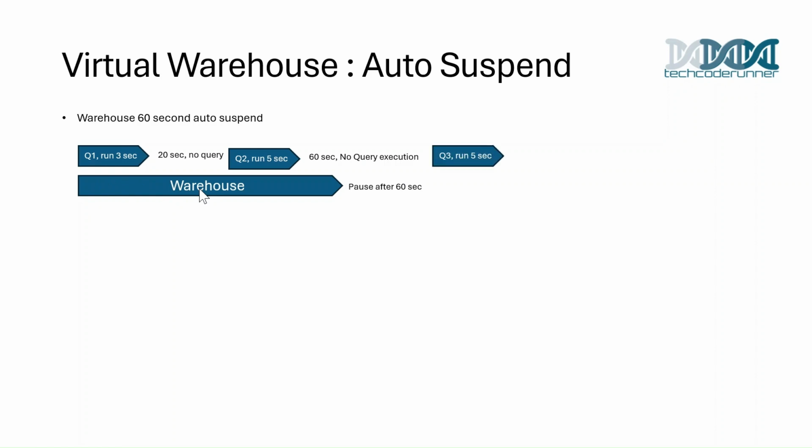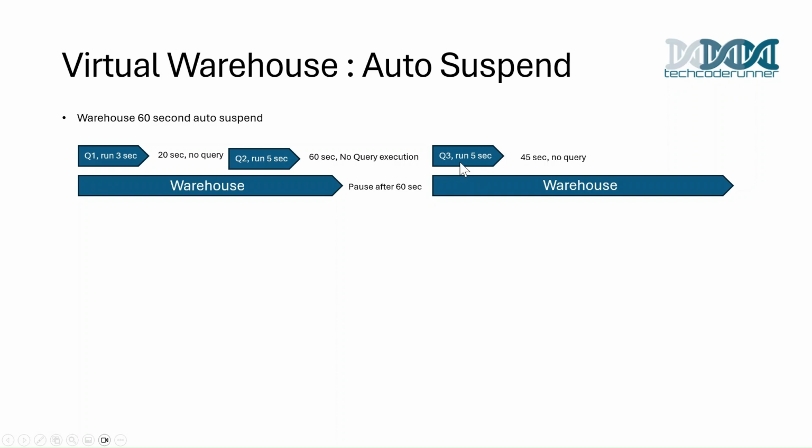After 60 seconds, a new query, query 3, came, and the warehouse is resumed. Query 3 ran for 5 seconds. For the next 45 seconds, no query execution is happening, but our warehouse configuration is 60 seconds, so the warehouse is still in a running state. After 45 seconds, a new query came, query 4, and it ran for 1 second. So in both situations, for queries 1 and 2, and queries 3 and 4, we pay 1 minute of cost respectively.